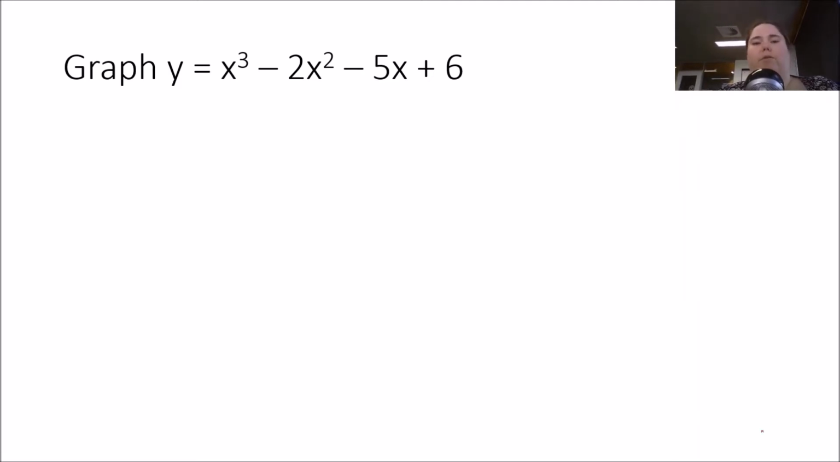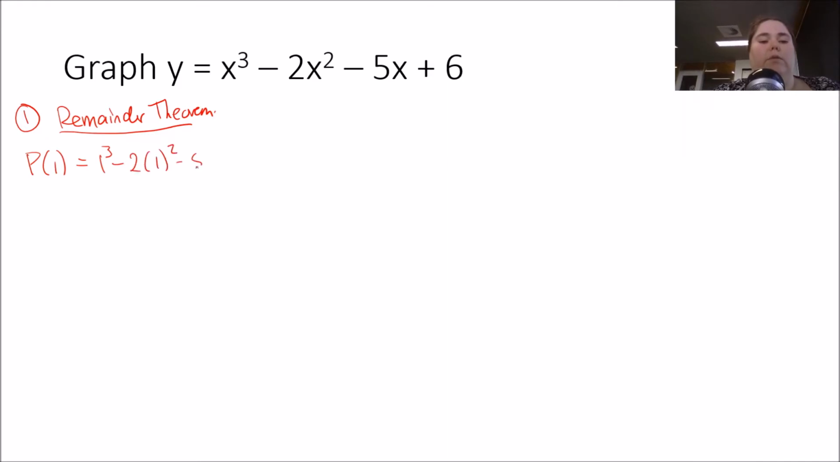First thing we have to do is find one factor. So we find one factor by using the remainder theorem. Remainder theorem, that's when we sub a number in to figure out if it is a factor. So remember, it's a factor if it equals 0. So 1 minus 2 is negative 1, minus 5 is negative 6, plus 6 is 0. So that means x minus 1 is a factor. Cool, so that's our first step.